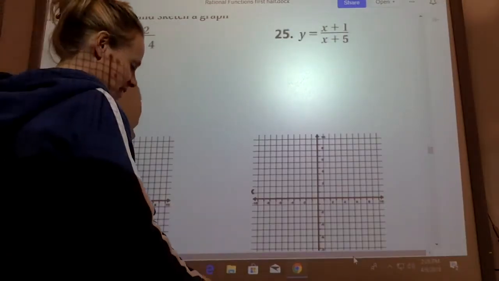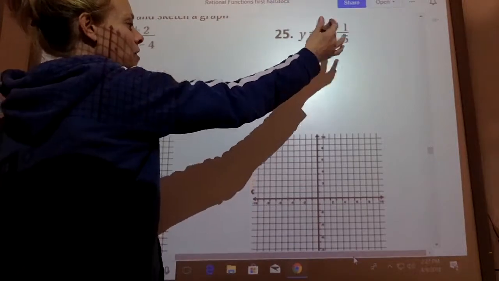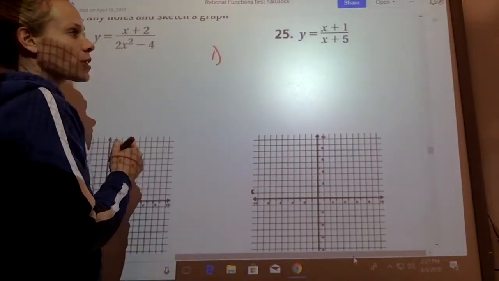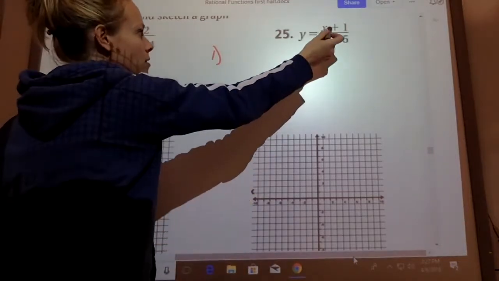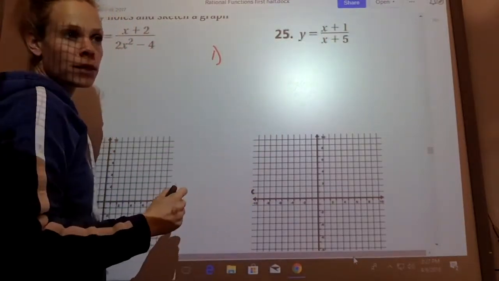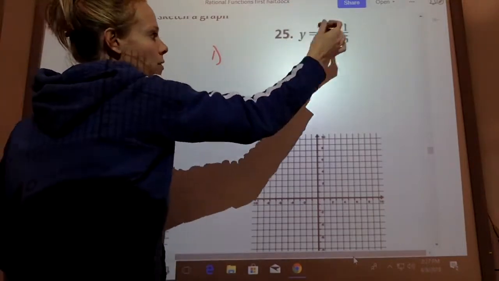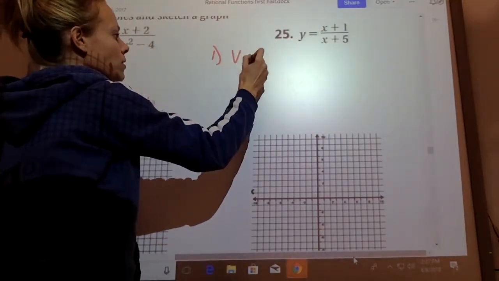All right, first step, factors. Anything to factor? No. So let's look at holes and vertical asymptotes. I can't cancel out those x's. Don't do that. You can't cross off those x's. They're part of polynomials. So there's nothing to cross off, so let's look for vertical asymptote.